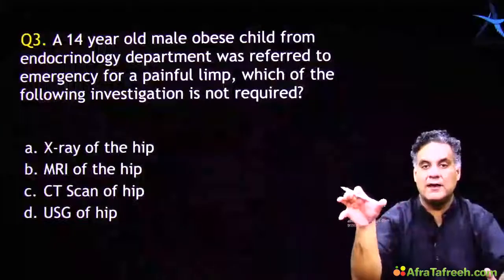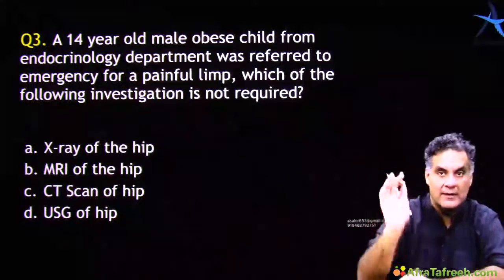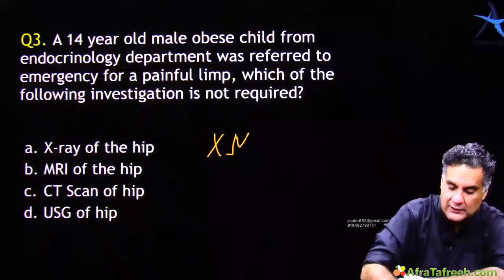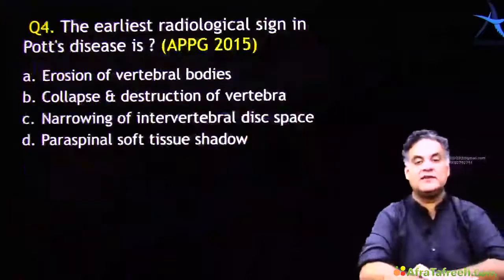A 14-year-old obese male child from the endocrinology department was referred to emergency for a limp. And if there's a limp, you will get an X-ray done. So you'll do an X-ray, you do an MRI, and do an aspiration, which is done by ultrasonography. So CT scan is not carried out.